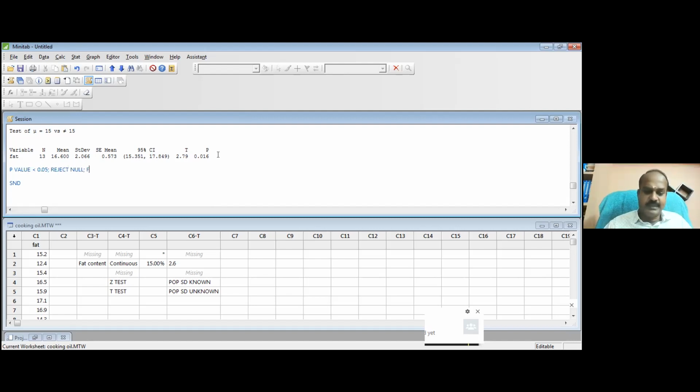Reject the null means the fat percentage is not equal to 15%. Then what is your process producing? Your process is producing every cooking oil bottle with 16.6% of fat. But on the label, it is printed as 15%. That means if somebody checks the quality outside, they can file a case against your company, and then your company may go bankrupt.